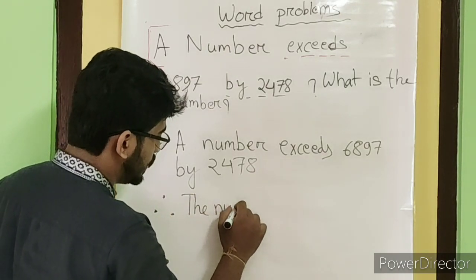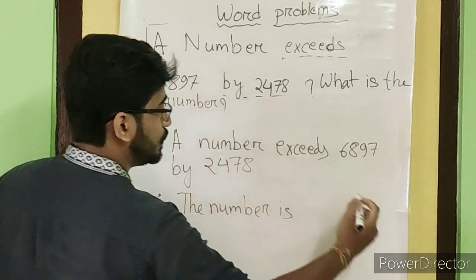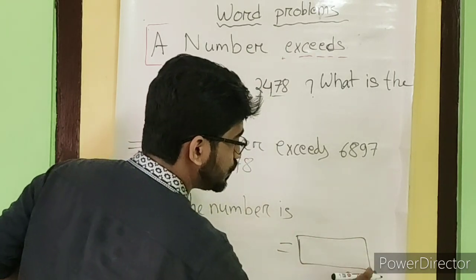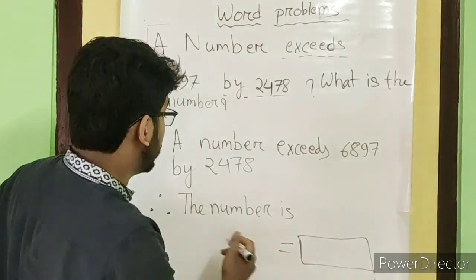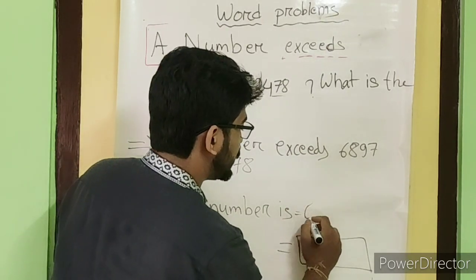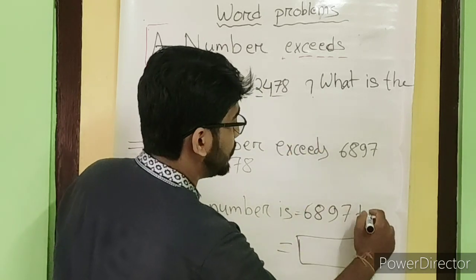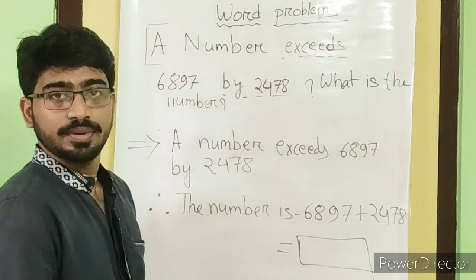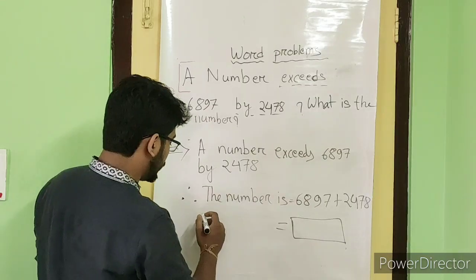Therefore, the number is a number which will be after the equals symbol. You can use this box for your help. The number is equal to what exceeds 6897 by 2478. Okay, so now we need to do the addition, nothing else.